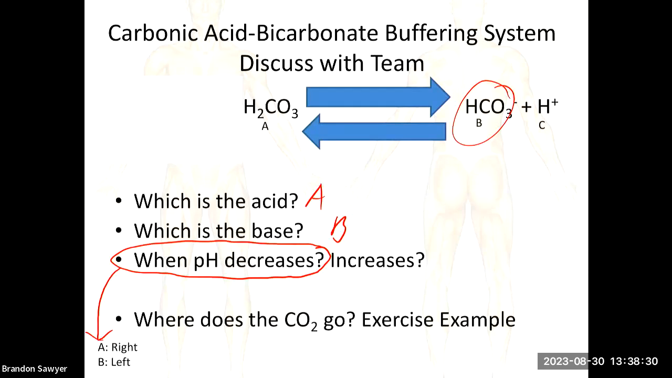Okay, so if we have a disruption in pH in that first one where pH decreases, what does that mean for the hydrogen ion concentration? Does it go up or down? Up, right? So when pH goes down, hydrogen ion concentration goes up. Okay, so we got more hydrogen ions now.